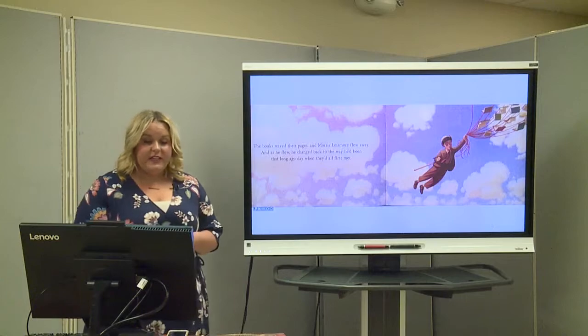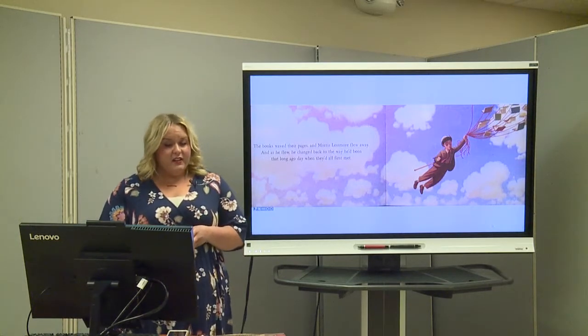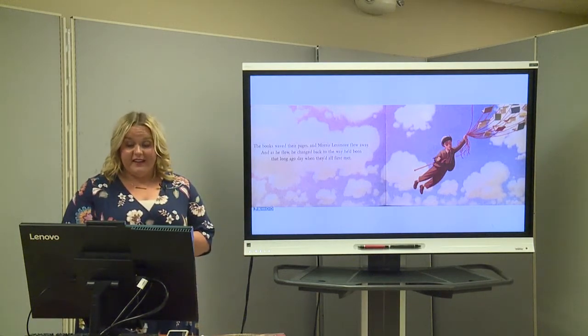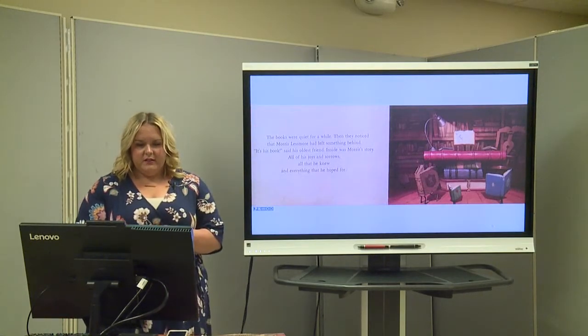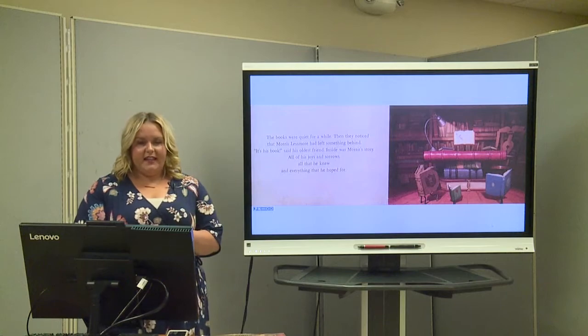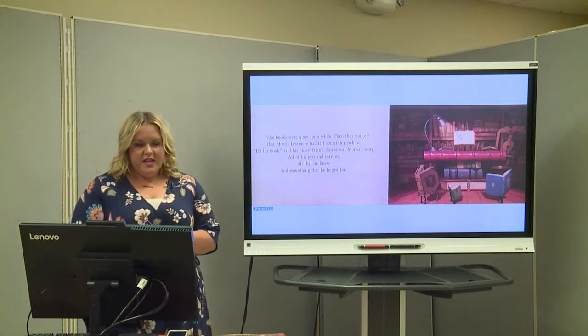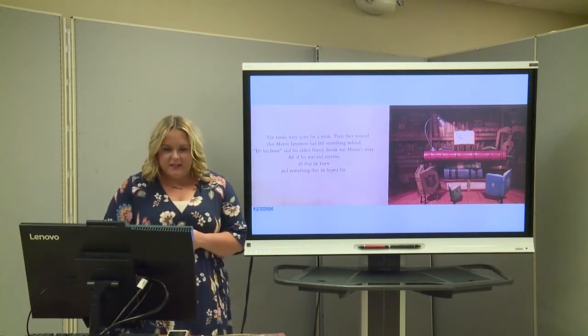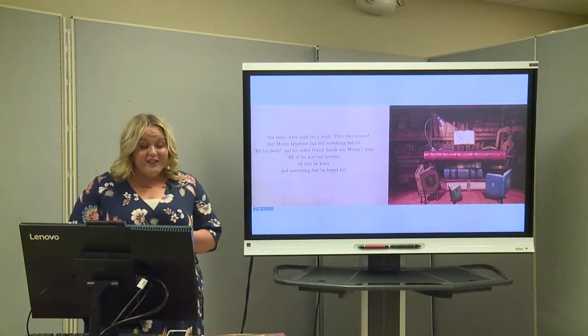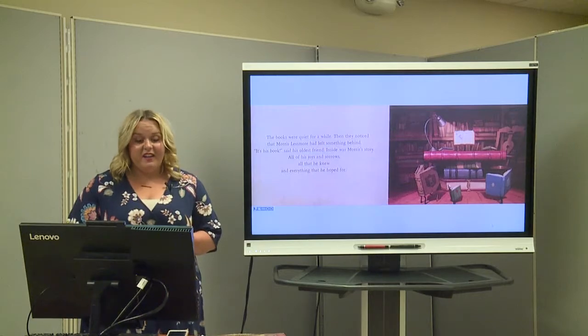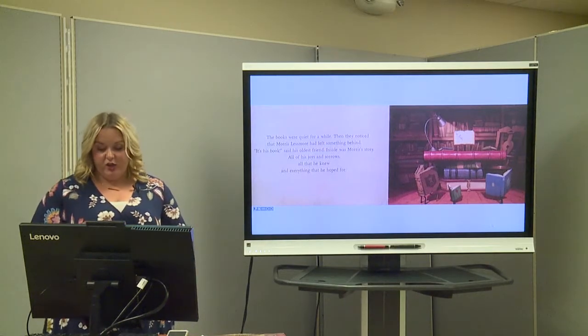And as he flew, he changed back to the way he'd been that long ago day when they'd all first met. The books were quiet for a while. Then they noticed that Morris Lessmore had left something behind. "It's his book," said his oldest friend. Inside was Morris's story, all of his joys and sorrows, all that he knew, and everything that he hoped for.